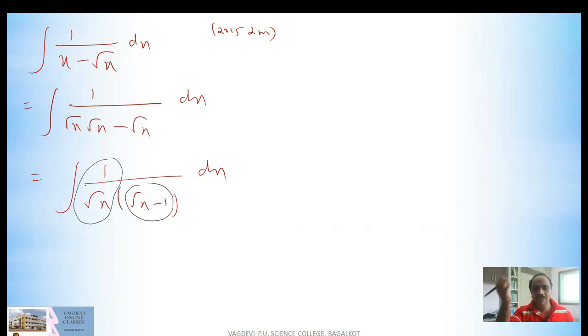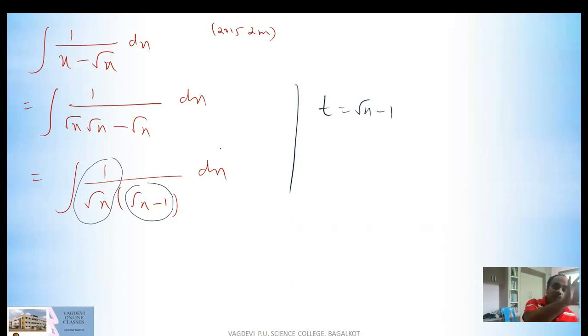1 by 2, 2 is a constant, you can always balance. But 1 by root x is there. 1 by root x is as good as 1 by 2 root x. 2 you can balance. So root x minus 1 is the main function. Its derivative is 1 by 2 root x, 1 by root x. So the function is there. Its derivative is also there, into dx, along with that.